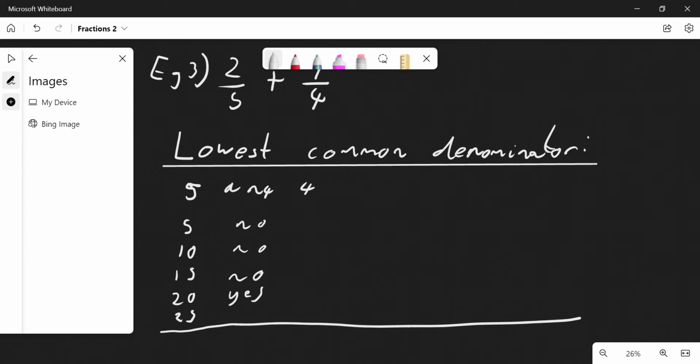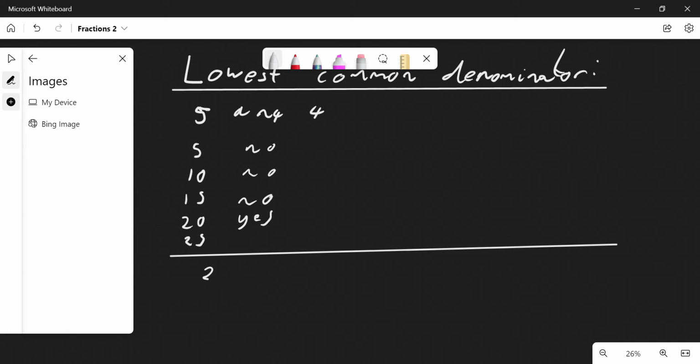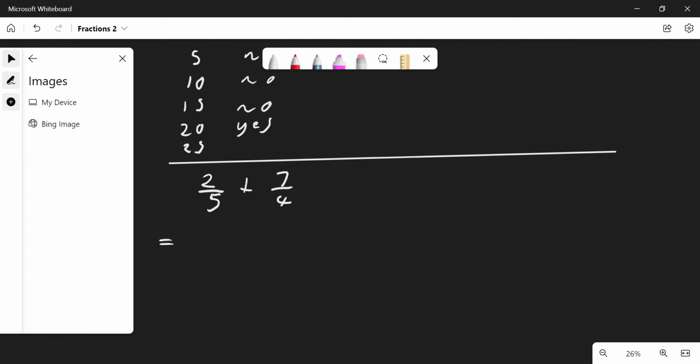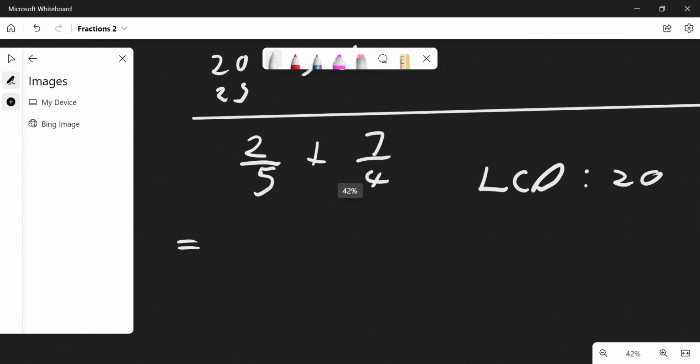So if we continue our sum now, we're trying to add 2 over 5 plus, I think it's 7 over 4. Just check myself. Yes. We've established that our LCD, our lowest common denominator, is 20. So once you've established your LCD, you're going to ask yourself, how can I change 5 to make it equal 20?